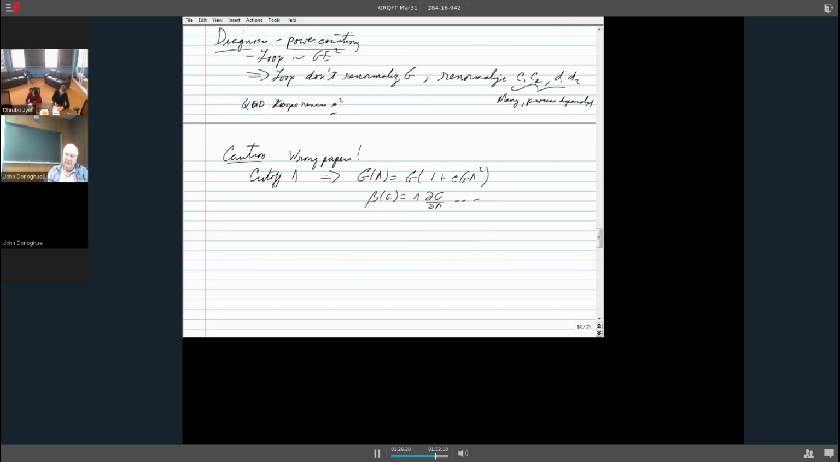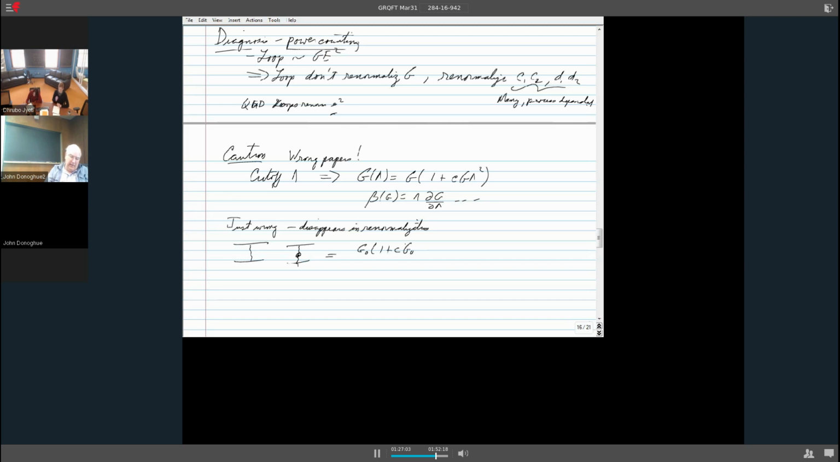We could have put up graviton-graviton scattering up here too. It also has nothing related. Whereas in QED, the loops renormalize E squared. And so you're dealing with corrections to the same particle. So power counting says that you shouldn't expect a running coupling constant here.